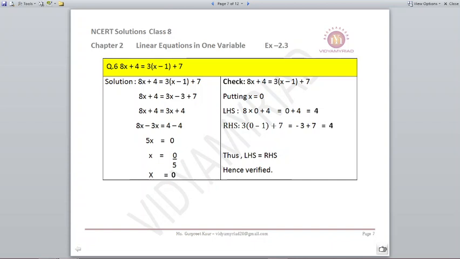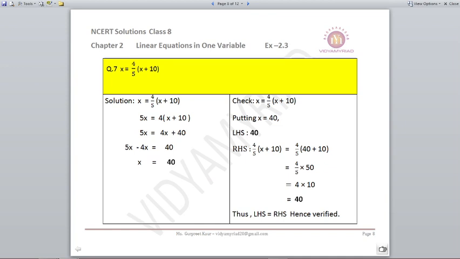Now take the variable on the one side and numbers on the other side. So it becomes 8x minus 3x is equal to 4 minus 4, which is 5x is equal to 0. X comes out to be 0. Now let's put this 0 in our equation, left hand side and right hand side. In the left hand side we have 8x plus 4. So 8 multiplied by 0 plus 4 gives you 4. On my right hand side 3 into x minus 1 plus 7. So 3 into 0 minus 1 plus 7. So 3 into minus 1 is minus 3. Minus 3 plus 7 gives 4. So left hand side is equal to right hand side and hence verified.